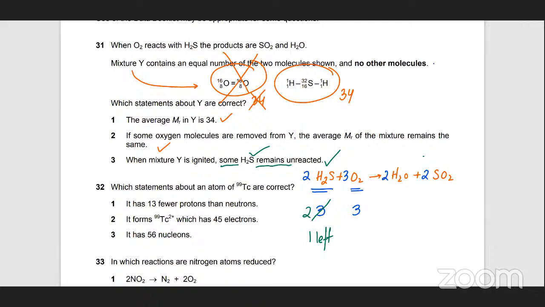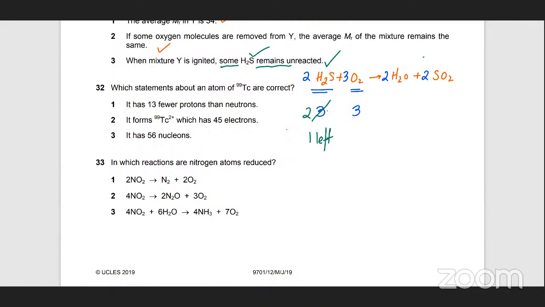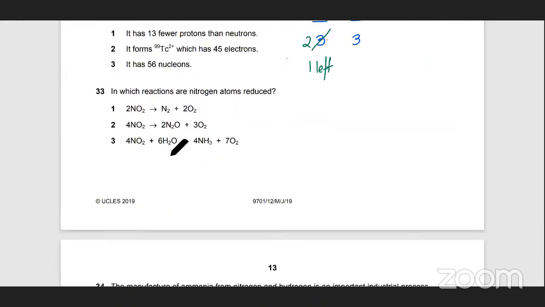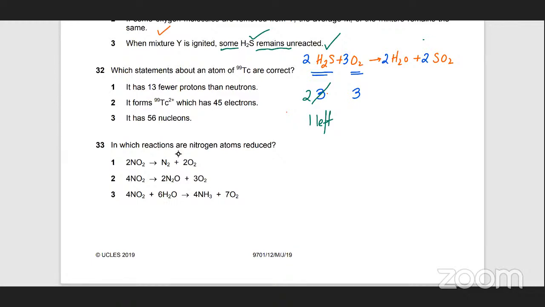That's the next one. The next one is, a molecule of TC, are correct. You can pretty much do this on your own. You can figure out the number of nucleons, etc. Just remember, when he mentions nucleons, that's protons plus neutrons. So you can hopefully do this on your own.